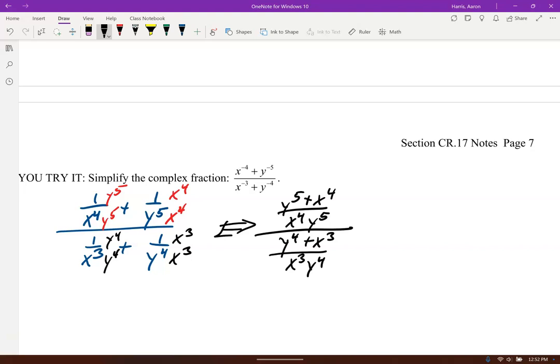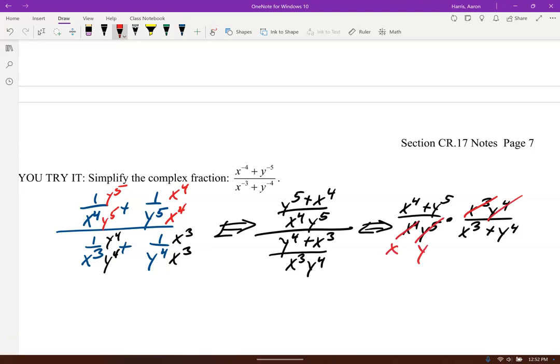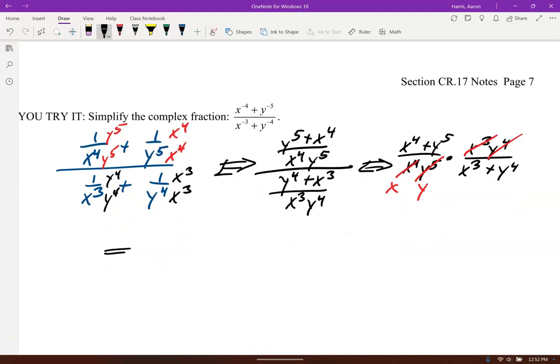So let's multiply. So I got x to the 4th plus y to the 5th over x to the 4th, y to the 5th. Let's multiply by the reciprocal, x to the 3rd, y to the 4th over y to the 4th plus x to the 3rd, or x to the 3rd plus y to the 4th. If you notice, x to the 3rd over x, that leaves me with an x, y to the 4th over y to the 5th, that leaves me with a y down there. So it looks like we're all done with this.